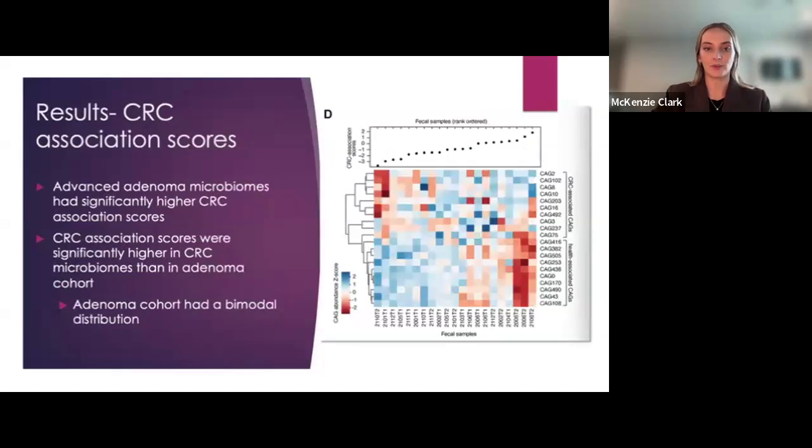Advanced adenoma microbiomes had significantly higher CAG-based colorectal cancer association scores, and those scores were significantly higher in the colorectal cancer cohort than in the adenoma cohort. There were a wide range of associations identified. The adenoma cohort had a bimodal distribution, and this heat map shows the top 10 colorectal cancer-associated CAGs and the health-associated CAGs. These findings further suggest that there's a high level of variation in the microbiome associated with colorectal cancer risk.